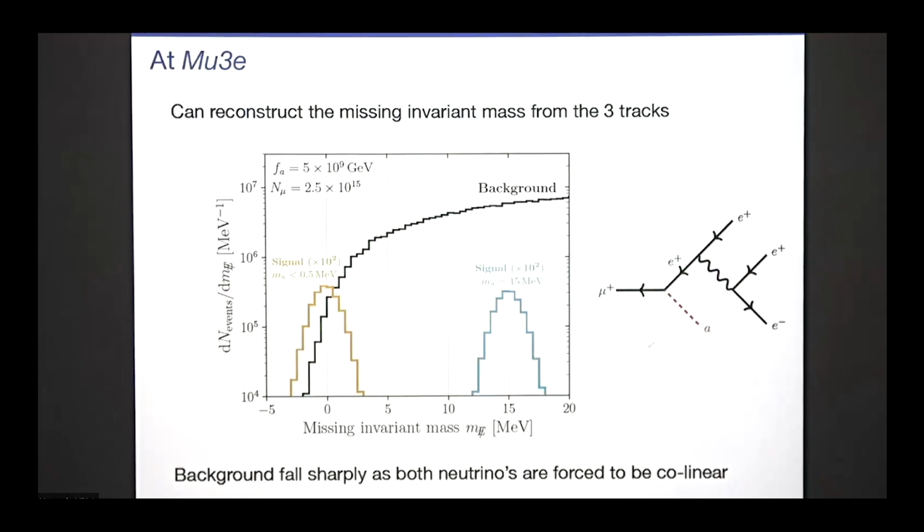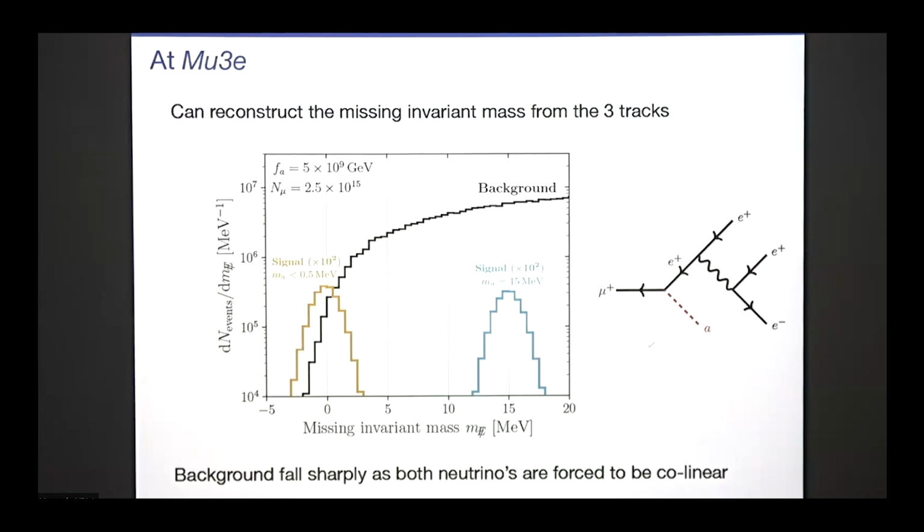Okay, so we can try to do the same thing at Mu3e, and in some sense this is much less complicated because Mu3e is set up to see 3 tracks, which is exactly what this is. And so you can do this analysis offline, so you don't need to start playing with triggers or doing dedicated runs or anything like that. What you're looking for is the missing mass measurement from reconstructing those 3 tracks.